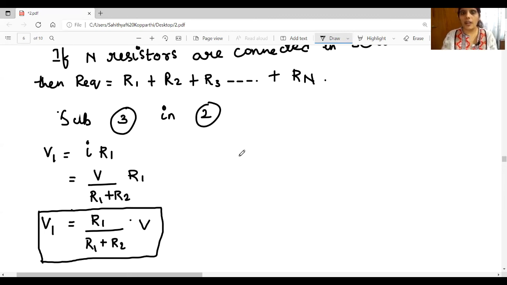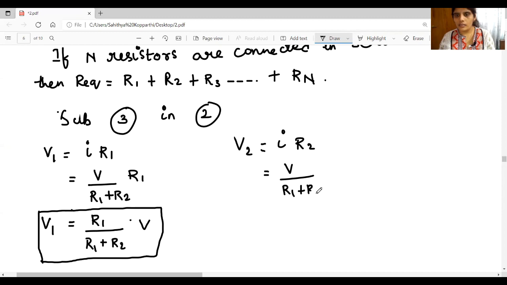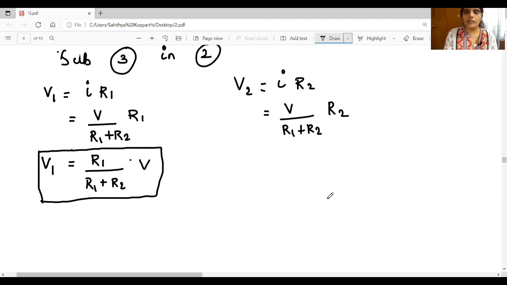Similarly, V2 is equal to I into R2. That means V by R1 plus R2, into R2. So V2 can be written as R2 divided by R1 plus R2, into V.